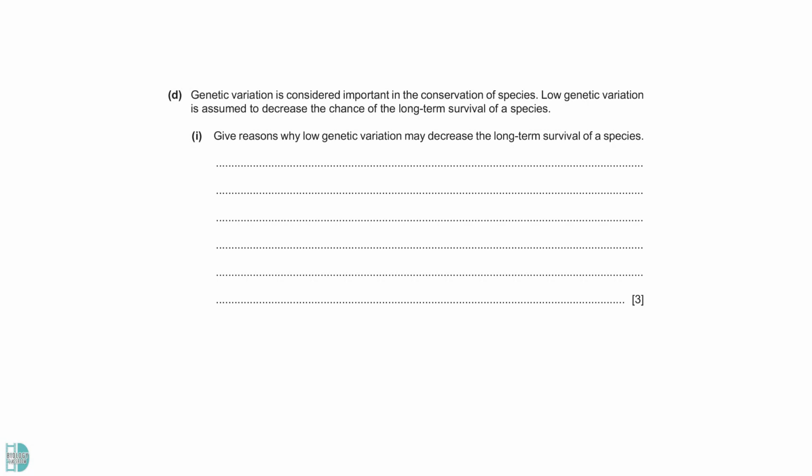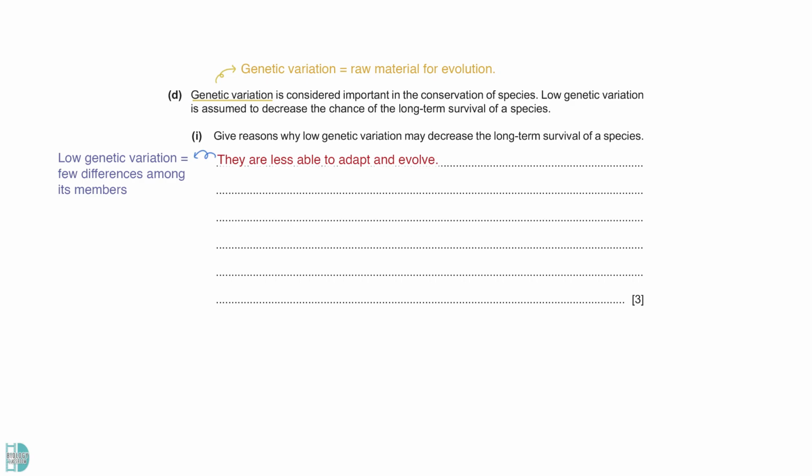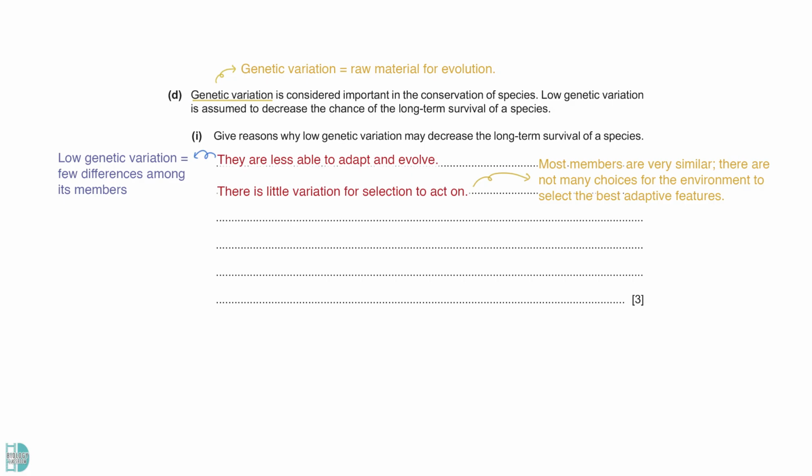D1 asks: give reasons why low genetic variation may decrease the long-term survival of a species. Genetic variation is the raw material for evolution. A population with low genetic variation exhibits few differences among its members and is less capable of adapting and evolving. This is because there is little variation for selection to act on. This means that most members are very similar.